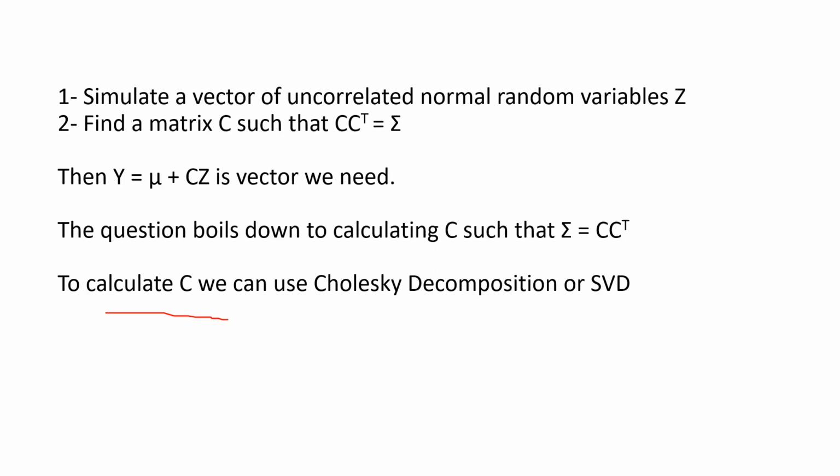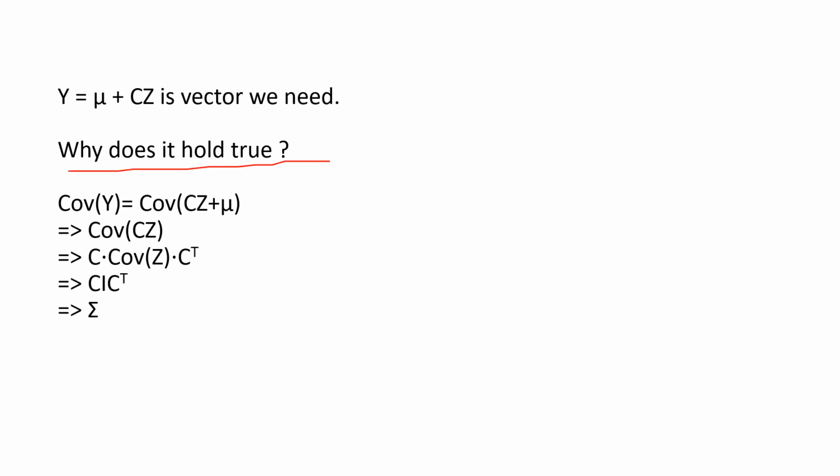To calculate the matrix C, we can either use Cholesky decomposition or singular value decomposition. To see why this holds true, we can calculate the covariance of the variable Y. This is equal to the covariance of CZ plus mu. Expanding the covariance term, we get C times covariance of Z times C transpose. The covariance of Z is the identity matrix. So we get C times identity times C transpose. This is equal to the covariance matrix Sigma. So this is the answer to the second part of the problem.